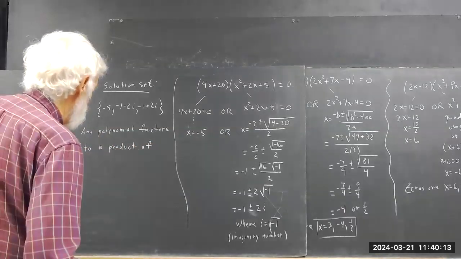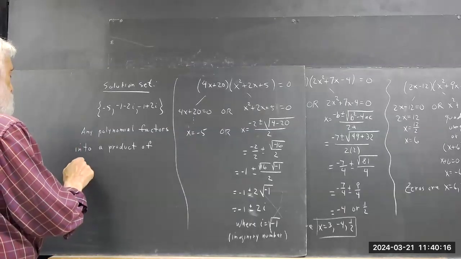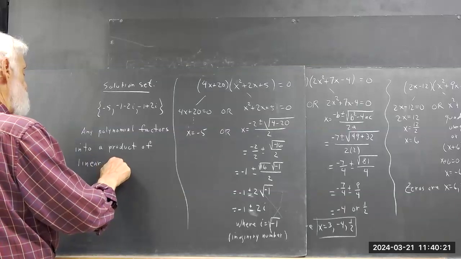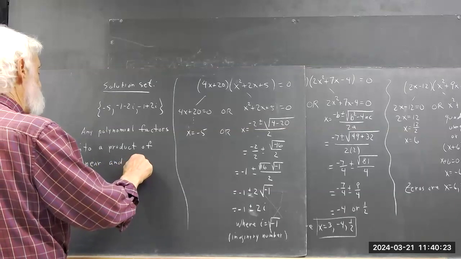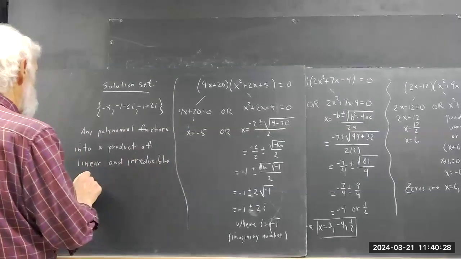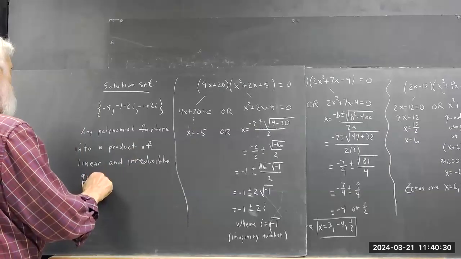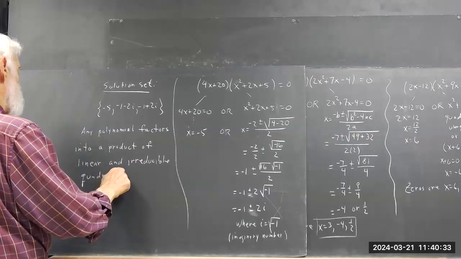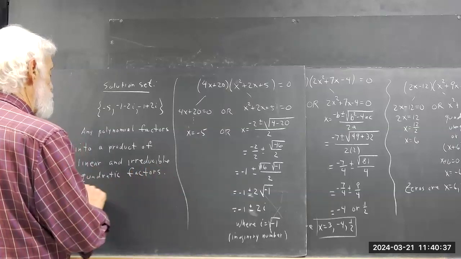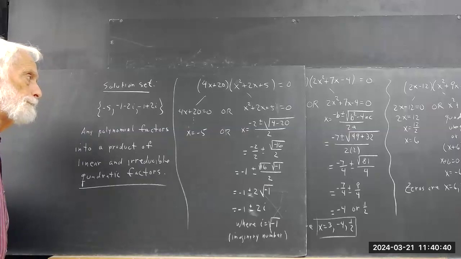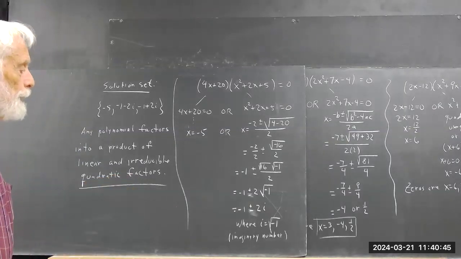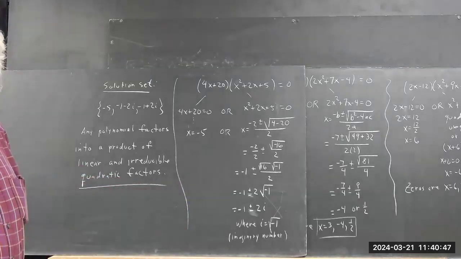Any polynomial factors into a product of linear and irreducible quadratic factors. An irreducible quadratic factor is one that only has imaginary zeros.